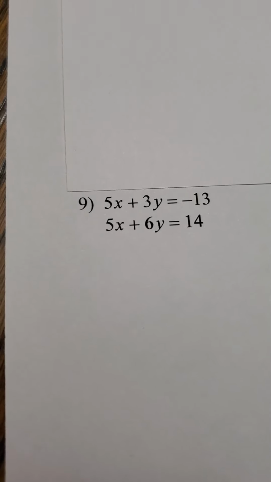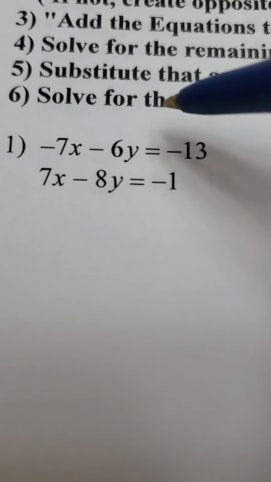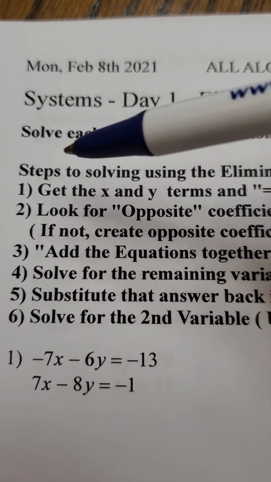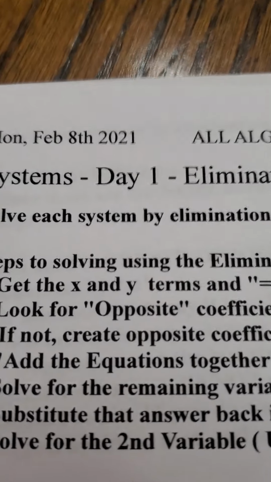This is called the elimination method. You want to use the elimination method when you have things stacked: x, y equals number. Okay? And make sure you read the directions. I've got all this listed.